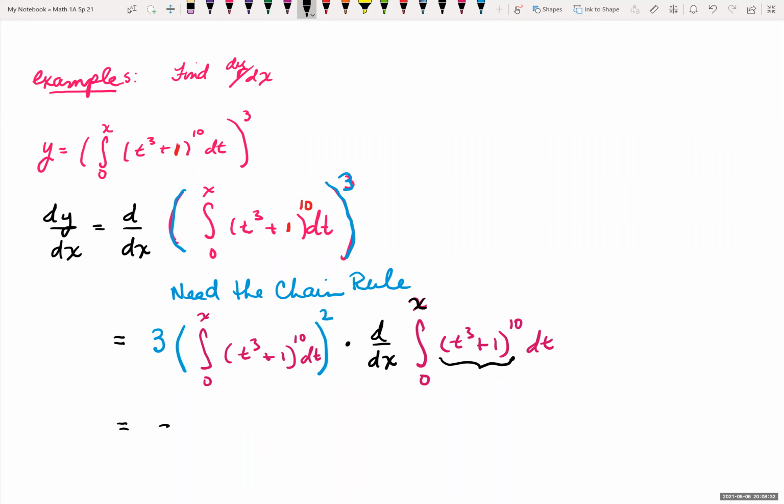So this is equal to 3 times the integral from 0 to x of (t cubed plus 1) to the 10th dt, times the derivative of this integral, which just gives us our integrand with respect to x. So that would give us times (x cubed plus 1) raised to the 10th.